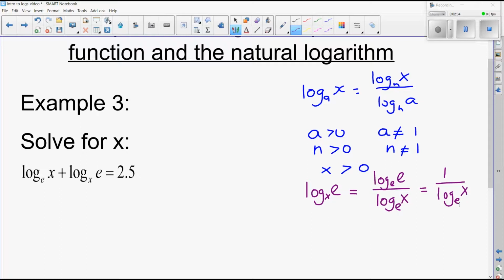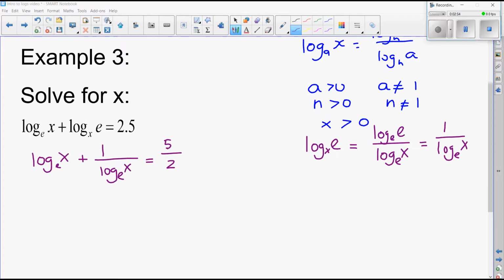So let's substitute that into our question. Our question now reads log of x to the base e plus 1 over log of x to the base e equals 2.5. I'm going to write it as the improper fraction 5 over 2. Now log of x to the base e is the natural log, ln of x, but I'm going to leave it as log of x to the base e.